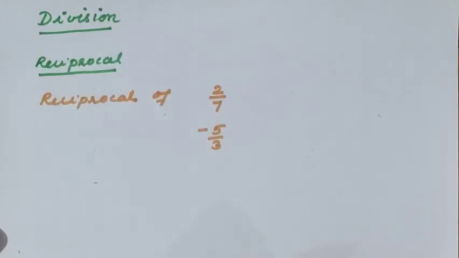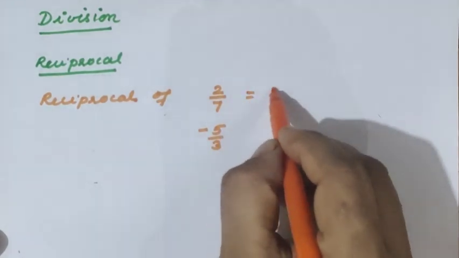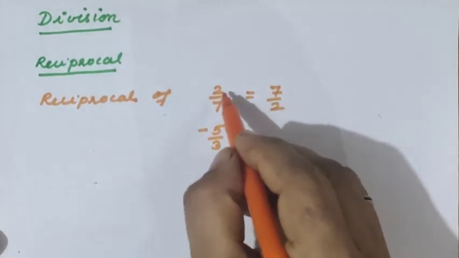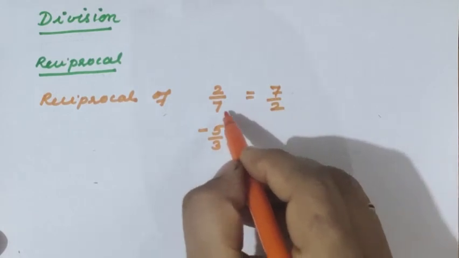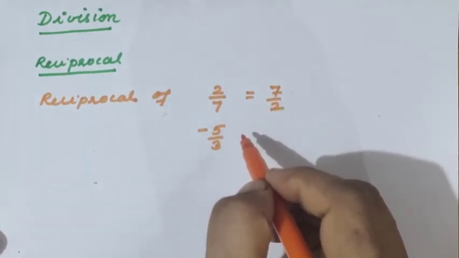Operation, that is division. So we have studied about reciprocals in the fraction chapter also. So what is the reciprocal of 2 by 7? It is equal to 7 by 2, right? That is, the numerator will become the denominator and the denominator is going to be the numerator. We interchange the numerator and denominator.